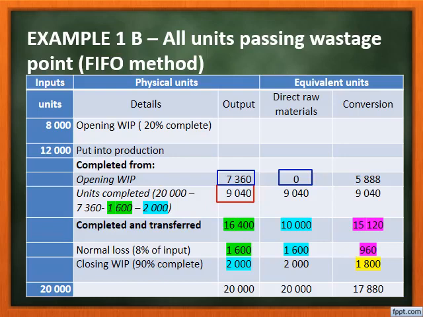Because the opening work in progress is 20% complete, those units would have already been allocated direct raw materials in the prior period. Hence, the direct raw material column is 0 units for opening work in progress. However, as part of the completed and transferred units in the current period, the units will still undergo the remaining 80% conversion process. Hence, the 5,888 units in the conversion column. The rest of the quantity statement is explained in the same manner as the weighted average method.